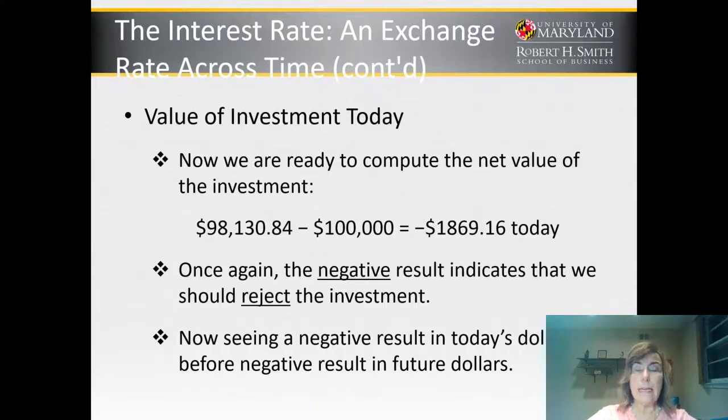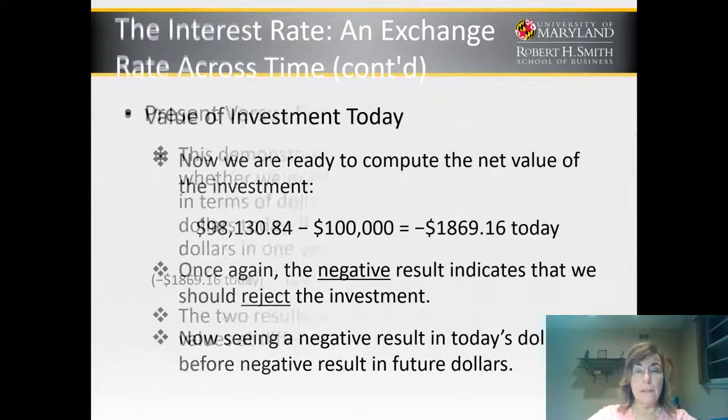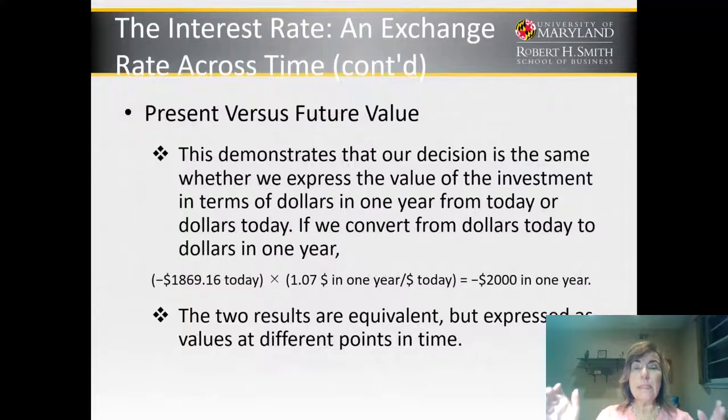Earlier, we saw a negative result in future values. So this demonstrates that our decision is the same whether we express the value of our investment in terms of dollars a year from today or dollars today. So negative $1,869.16 times 1.07 gives us negative 2,000. These two results are equivalent, but expressed at values at different points in time. Does anyone have any questions?